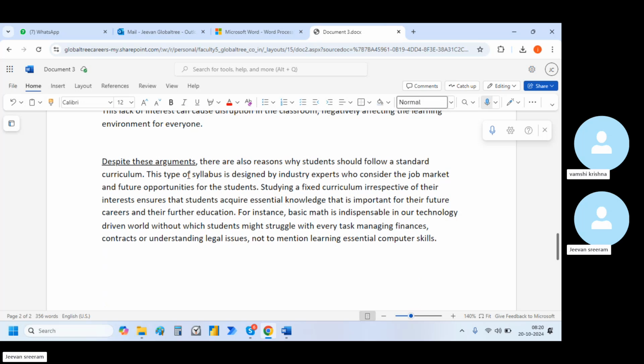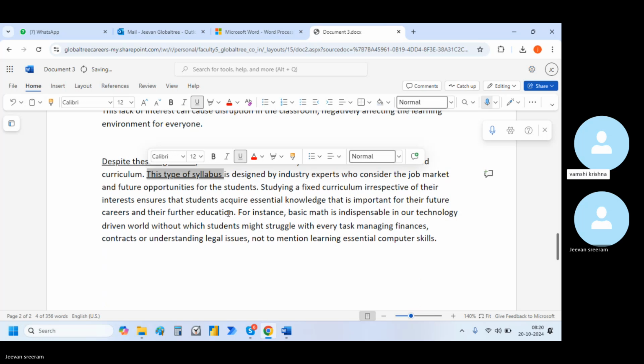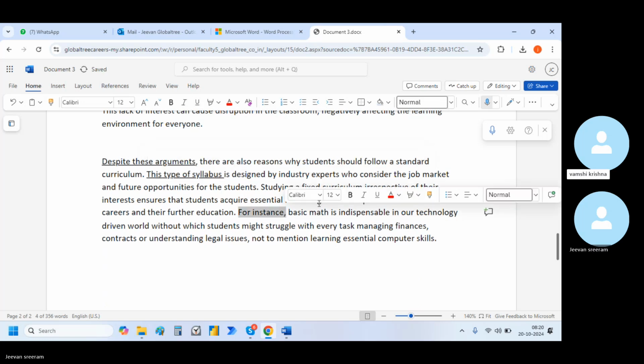This type of syllabus, reference words. For instance, you should also be able to use this sort of phrases suitably and correctly in your responses. Vamshi, have you got my point? Yes.